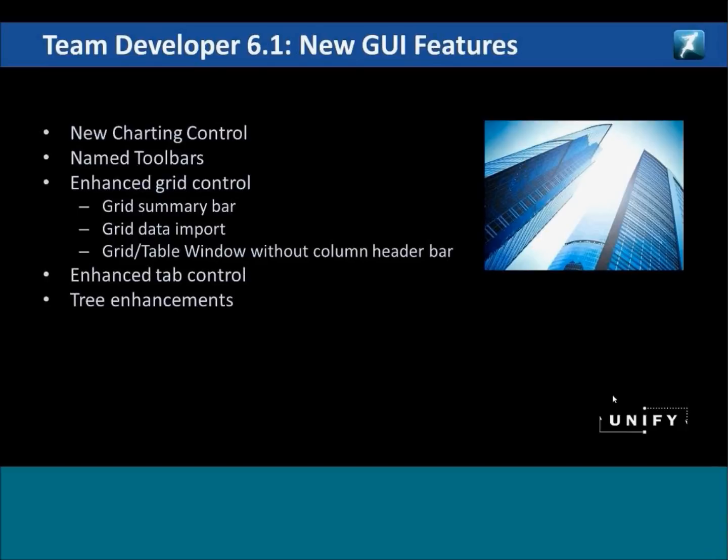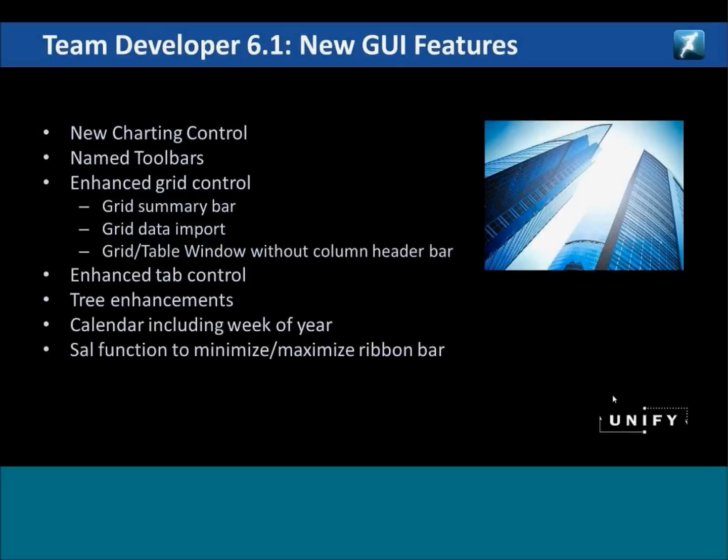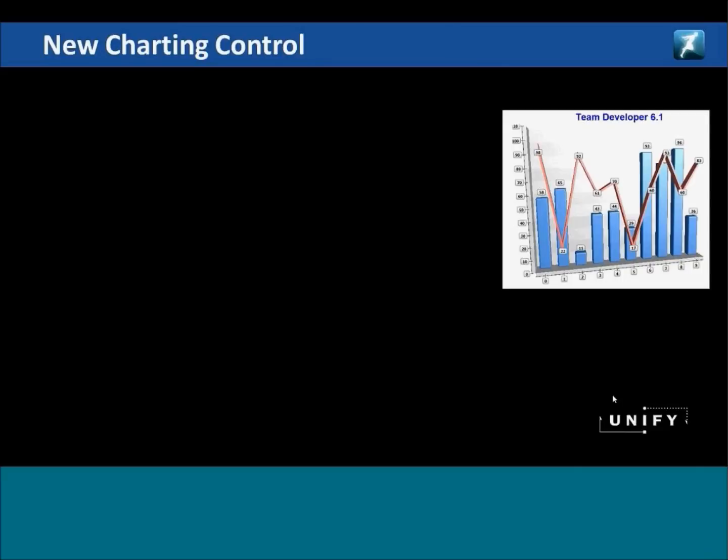You get an enhanced tab control, tree enhancements, calendar including the week of the year, a sal function to minimize and maximize the ribbon bar, and you have a new flow direction attribute to support right to left languages like Arabic and Hebrew, for example.